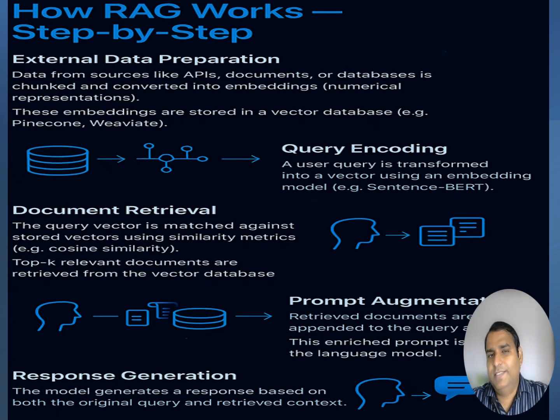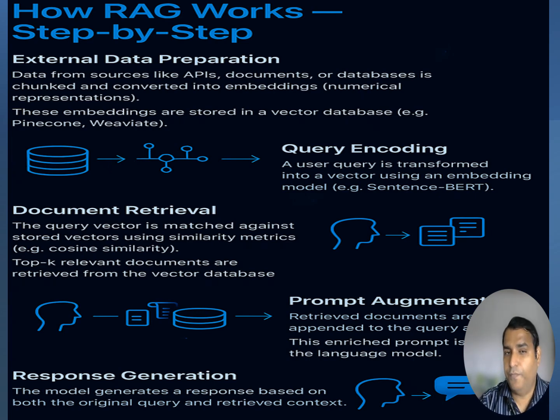The second step is query encoding. Here the user's query is transformed into a vector using the same embedding model. These vectors represent the semantic meaning of the query. The third step is document retrieval. Here the query vector is compared against stored vectors in the vector database using similarity metrics, like cosine similarity. And here the system retrieves the top k most relevant documents based on semantic closeness.